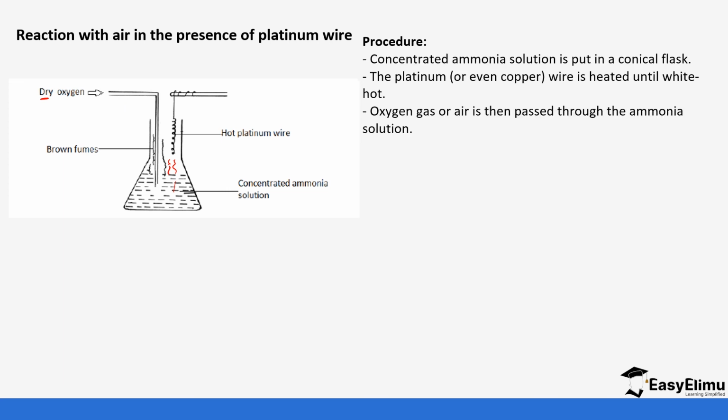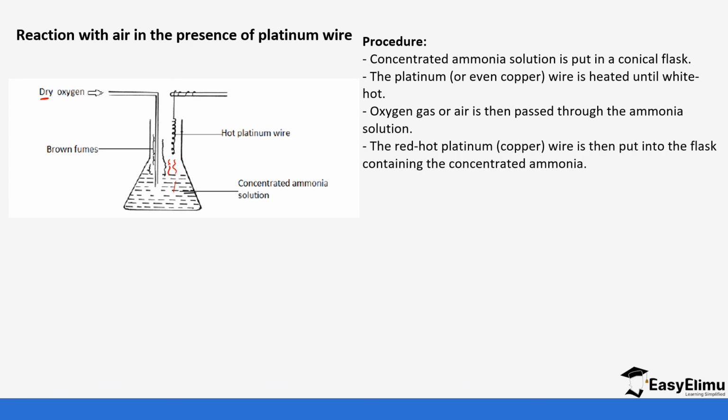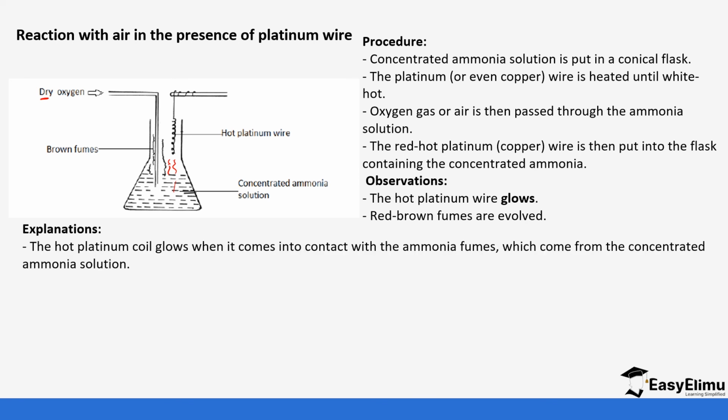Concentrated ammonia solution is put in a conical flask. The platinum wire is heated until it's white hot. Oxygen gas or air is then passed through the ammonia solution. The red hot platinum wire is then put into the flask containing the concentrated ammonia. These are some of the things you see: the hot platinum wire glows and then some red brown fumes are produced. The hot coil glows when it comes in contact with ammonia, which comes from the ammonia solution.